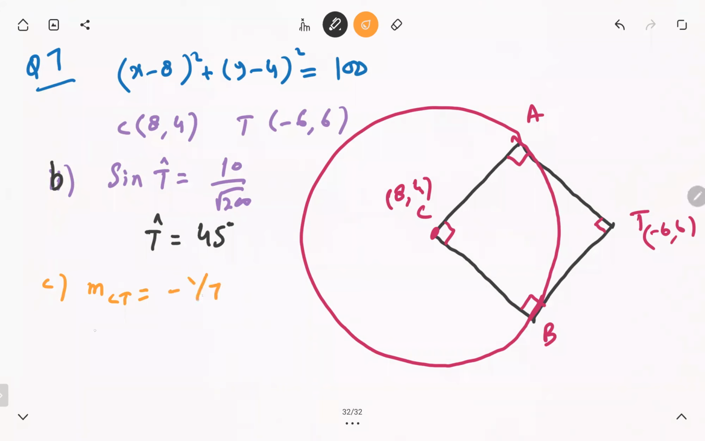So if the gradient of CT is -1/7, then what will be the gradient of AB? Because that's the other diagonal of the square. It is perpendicular, so that will be +7. So we found the gradient of AB.